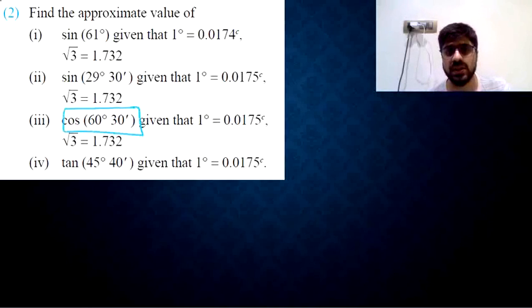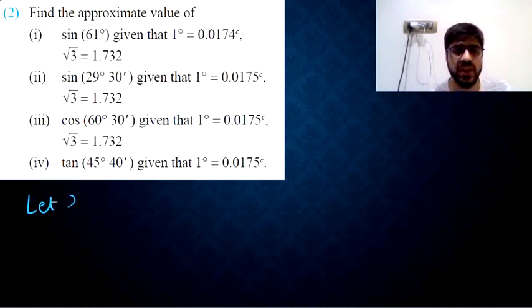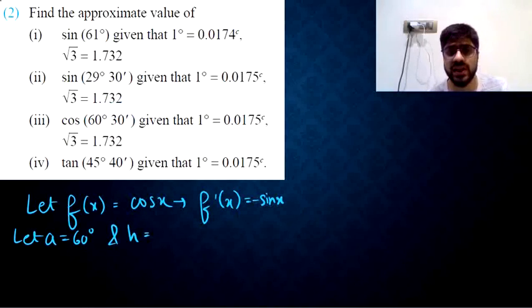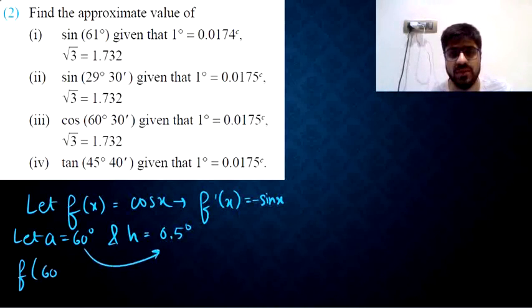Cos of 60 degrees 30 minutes. So it's clear that we are taking f of x as cos x. It means that f dash x will be equal to minus sin x. And now we have a as 60 degrees and h as 30 minutes, right? So 30 minutes is like half a degree. So we take h as 0.5 degrees, and f of a plus h, that will be f of 60 plus 0.5, that will be f of 60.5 degrees.